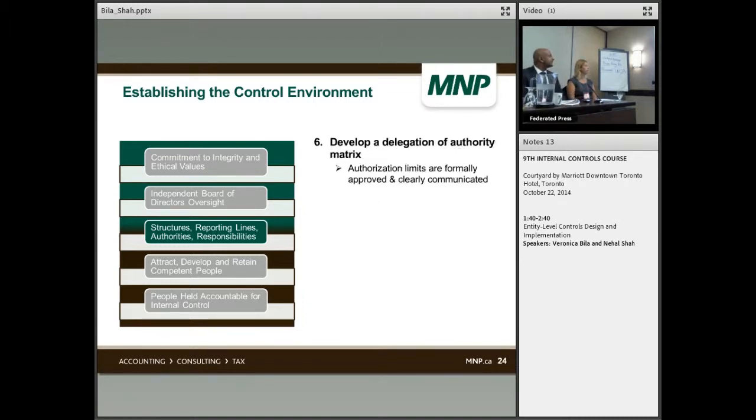So the last control that we would see within this component is having in place a delegation of authority matrix. We would expect that the authorization limits are appropriate for all personnel within the organization. We would expect that it's been approved by the board of directors, and that it's communicated to all employees and is easily accessible.